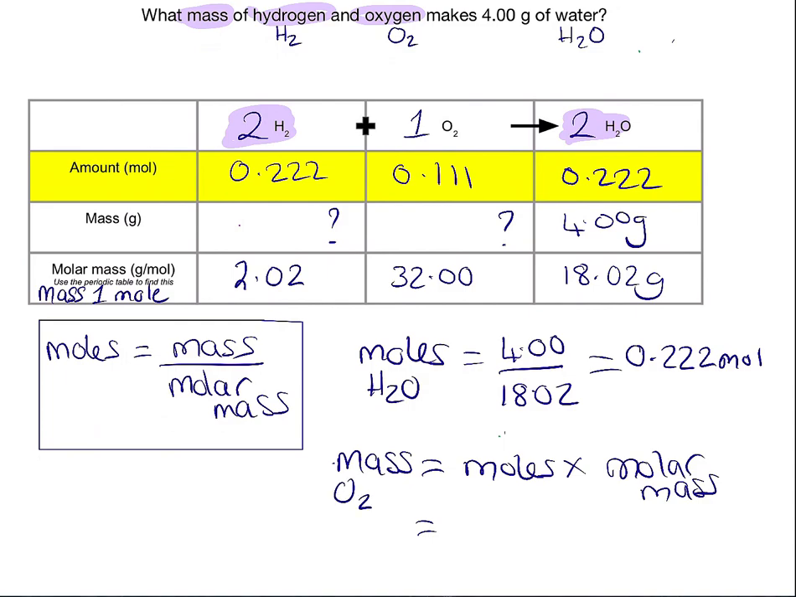Okay, so we're going to ignore the numbers in front of O2 and H2 because we've already used the mole ratio over here. We already used those numbers in front, so we're not going to use them again, right? We're just going to go straight with whatever we have. Okay, so moles for O2 is 0.111, and we're going to multiply it by its molar mass, which is 32.00, right? So that's for oxygen.